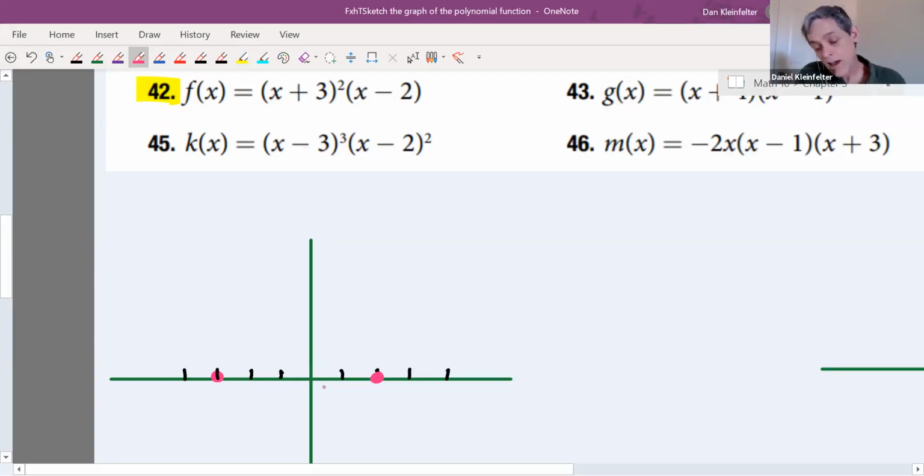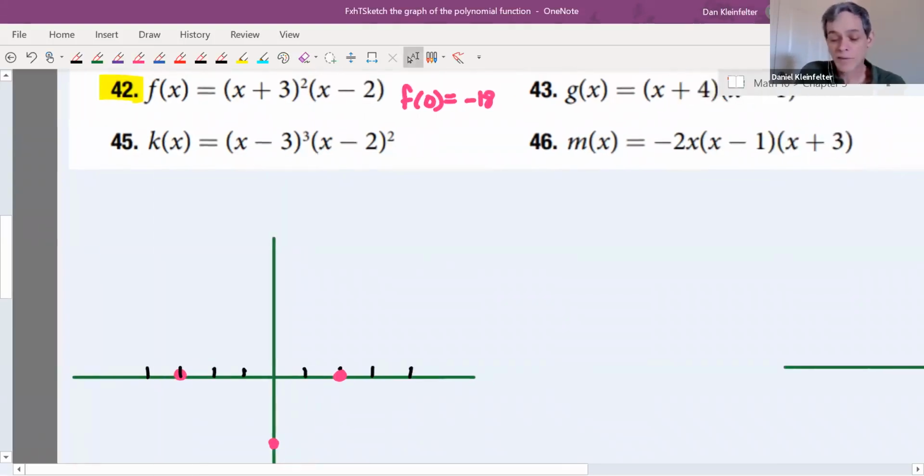So f of 0, 0 plus 3 is 3, 3 squared is 9. 9 times -2, -18. So it'll be down here someplace. We'll pretend that we have much different axis scaling there so you can see it on there.